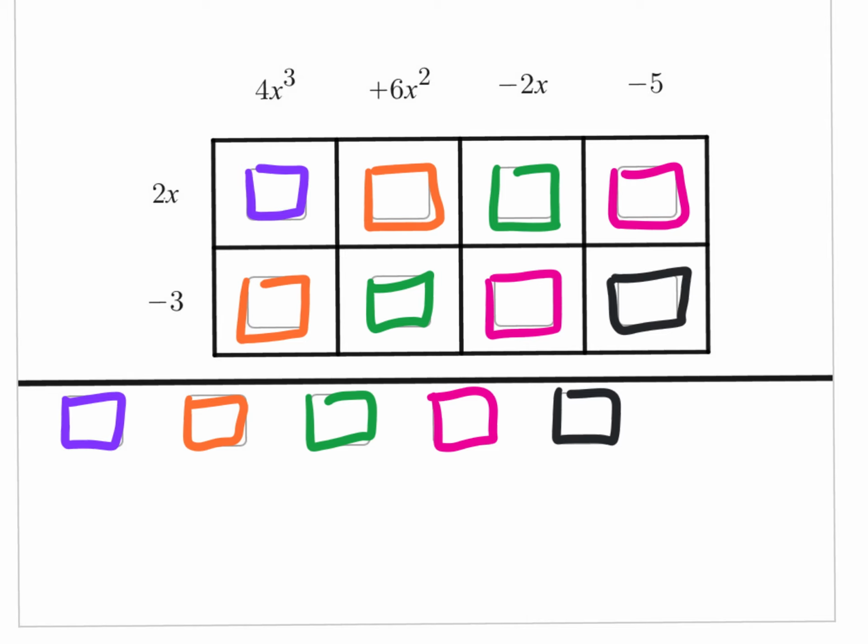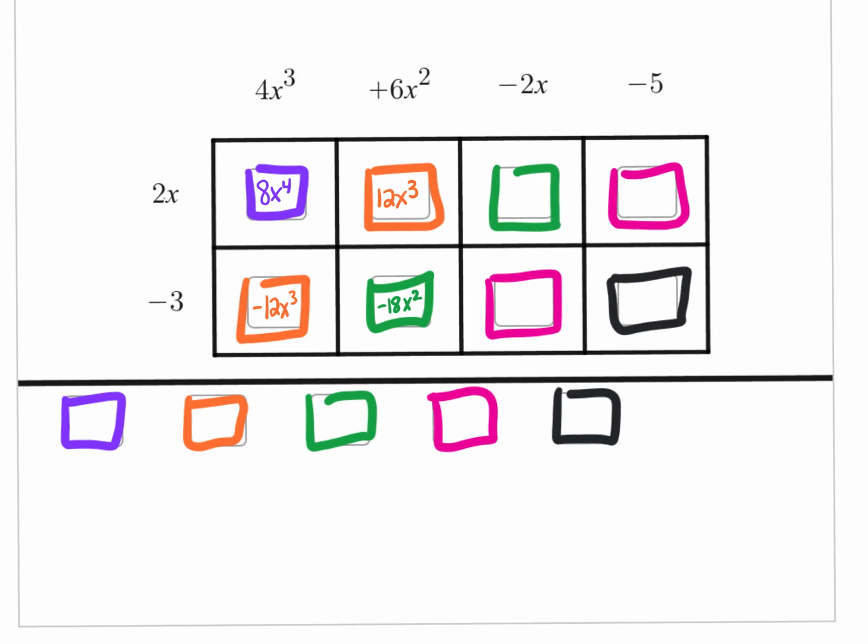So really, we're just multiplying again, right? So I multiply 2x times 4x cubed, and I get 8x to the fourth. Now I'm going to go down each column. So then I'm going to multiply 4x cubed times negative 3 to get negative 12x cubed. Then I'm going to go to the next column, and I'll have 2x times 6x squared gives me 12x cubed. Negative 3 times 6x squared is negative 18x squared. And then I go up to the top of the next row.